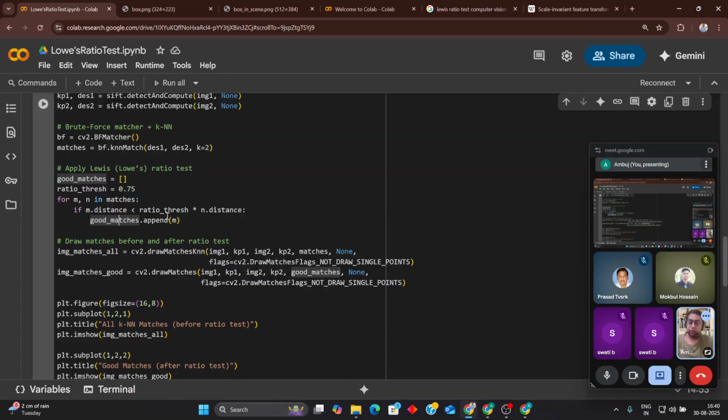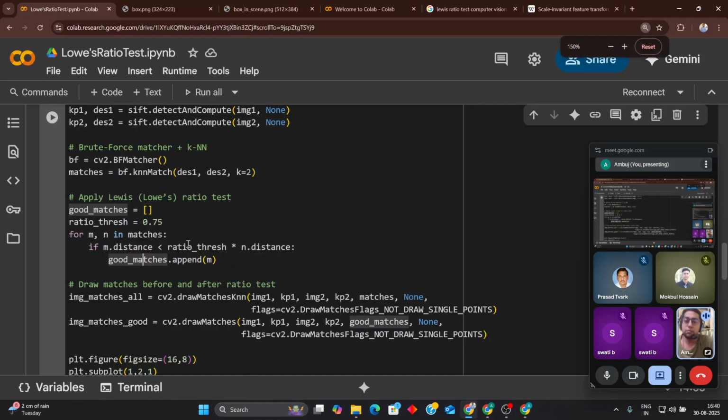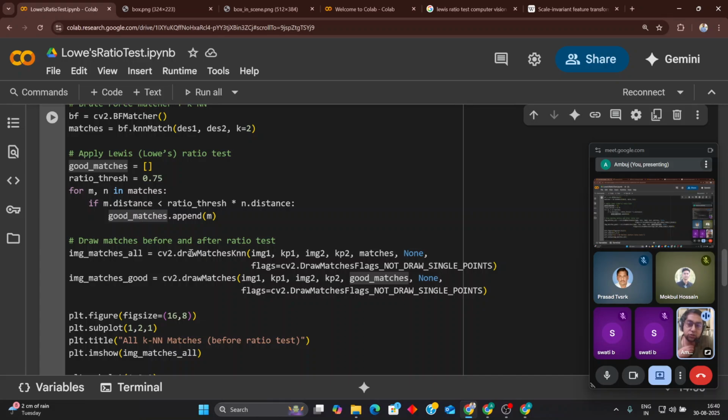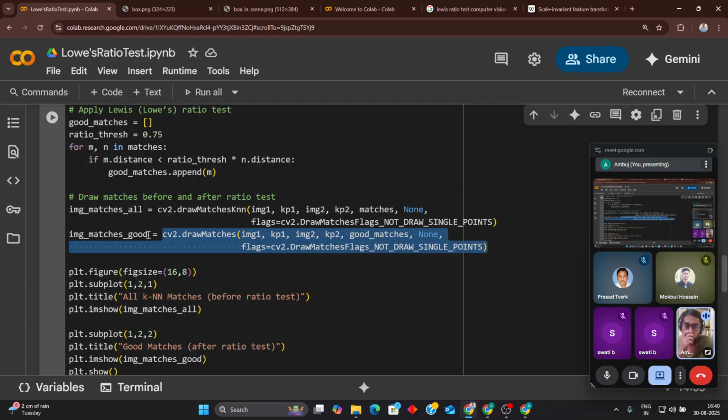Now you have to draw the matches before and after the ratio test. For this, I am using this particular function for plotting the images before and after the match. Here I have used this function, then another function I have used for matching all, and matching the good matches, that is, before and after the Lowe's ratio test.